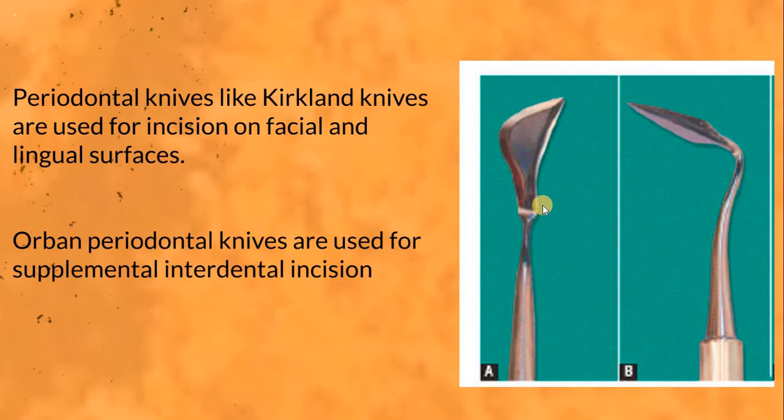gingivectomy. But the basic instrument is the periodontal knives, like Kirkland knives, used for incision on facial and lingual surfaces. The design is just fitted for this procedure. You have an angulation on the working end, which can easily perform the 45-degree cutting on the gingival surface. This is the Kirkland, and this is the Orban periodontal knife.